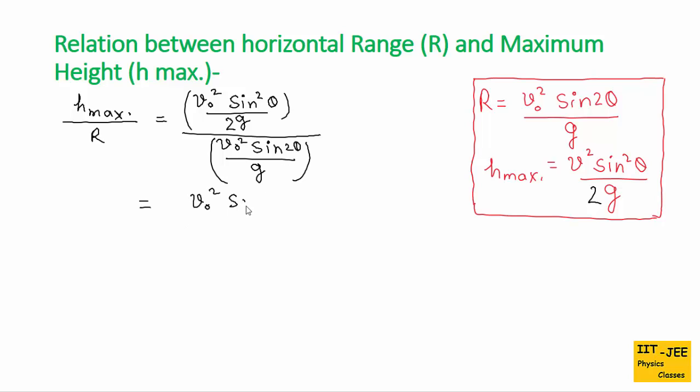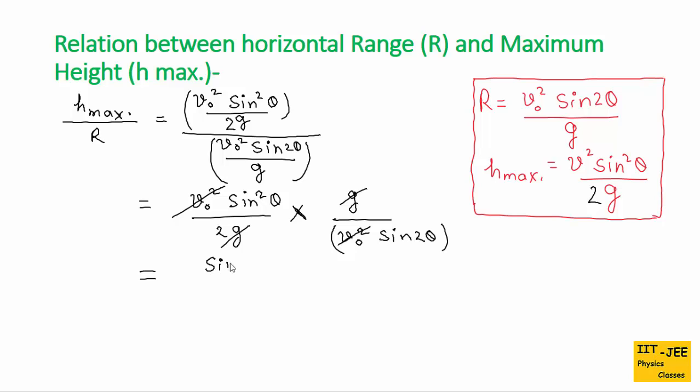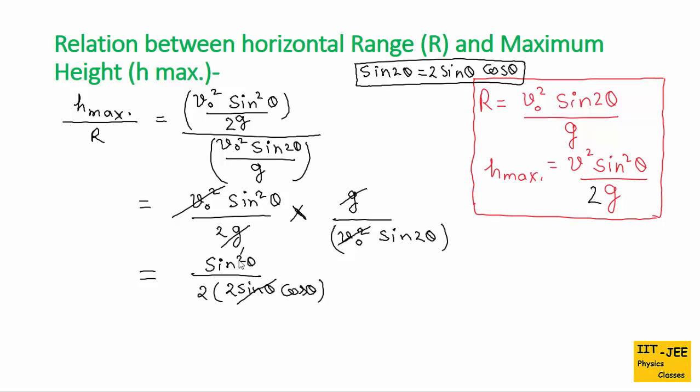V naught square sin square theta divided by 2G. This is on the top. Now we can multiply this, but we need to inverse the equation. Like G is on the top and V naught square sin 2 theta at the bottom like this. So V naught square cancelled out, G cancelled out, sin square theta divided by 2 sin 2 theta, and sin 2 theta equals 2 sin theta cos theta. So just plug in over here, one sin theta cancelled out. So we got sin theta divided by 4 cos theta.